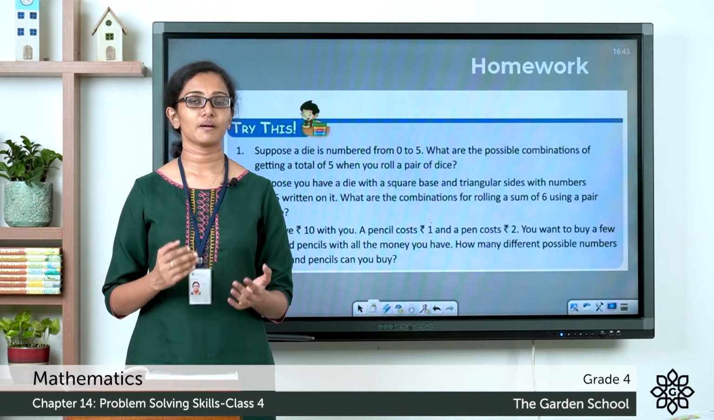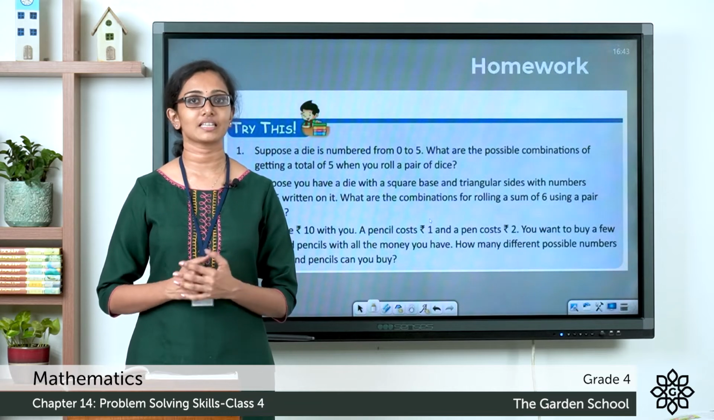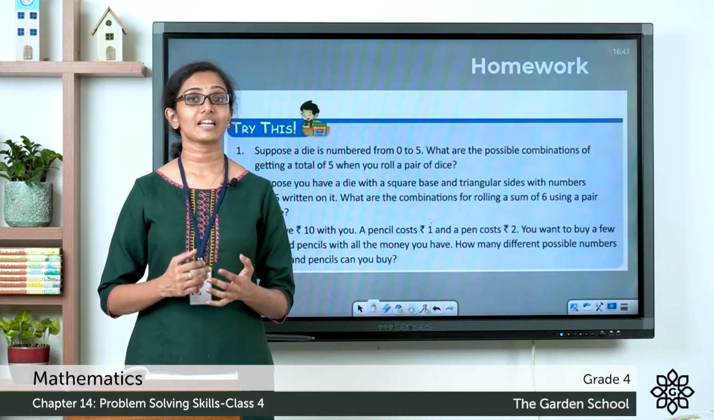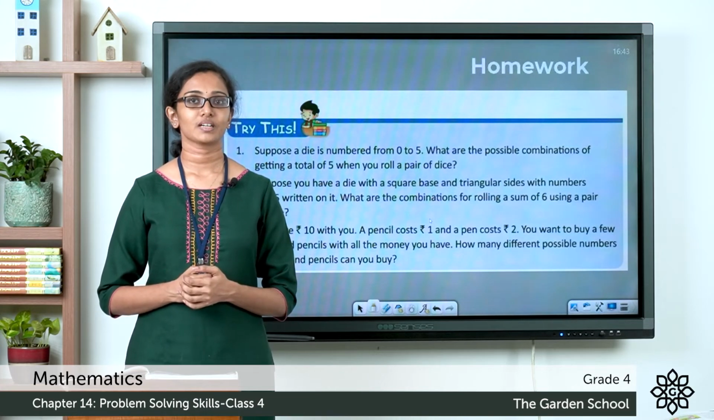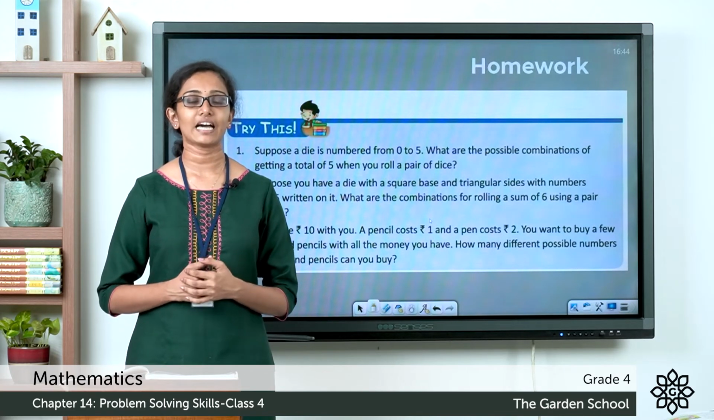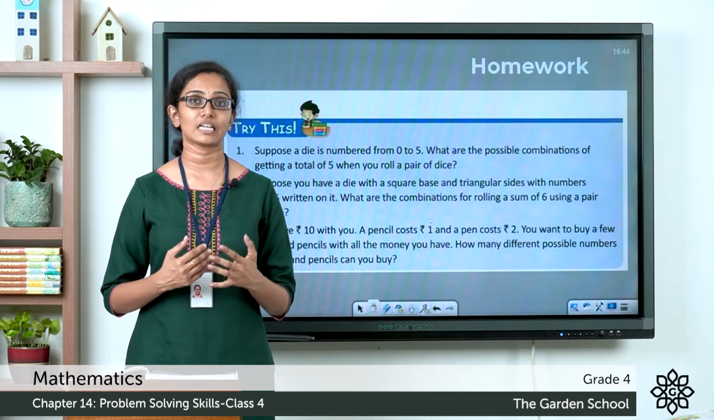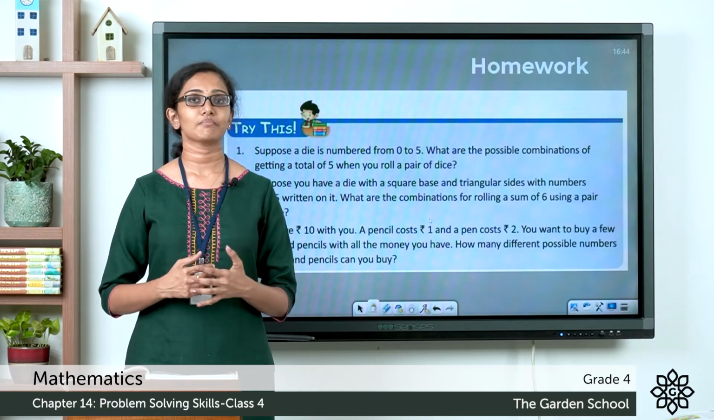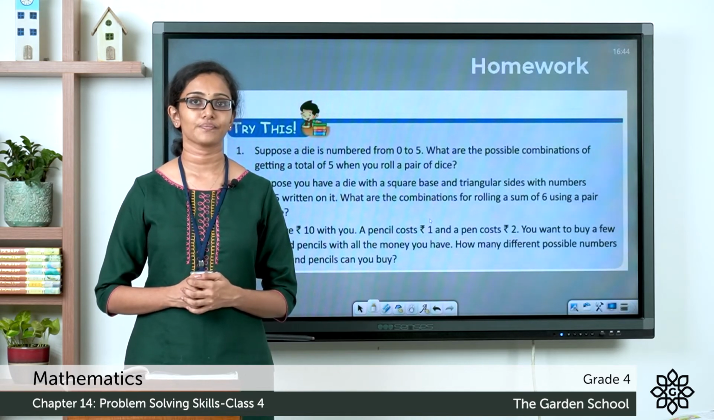So children, we have come to the end of this chapter and we have covered all the chapters in math this year. Hope you had a great time learning math. So before we wind up for the day, let me tell you a few things. Whenever you learn math, try to connect it to your daily life. Then you will realize how closely math is related to our day-to-day life. Then learning math will become a fun experience that you will never forget in your life.